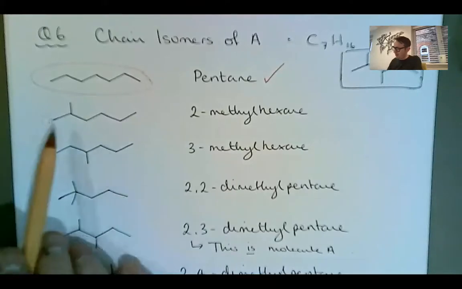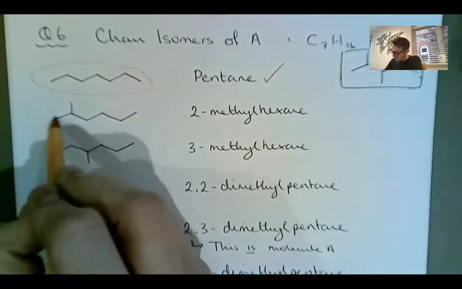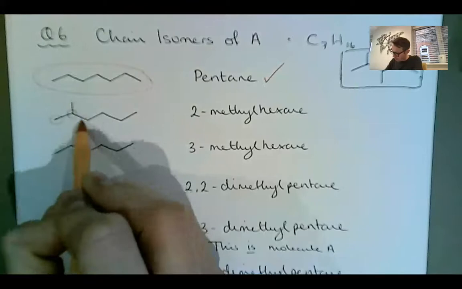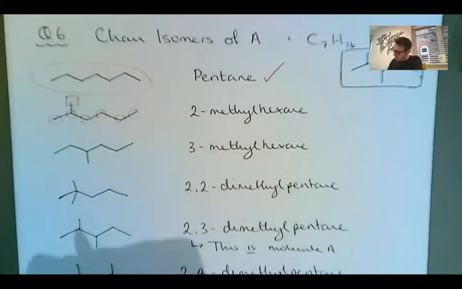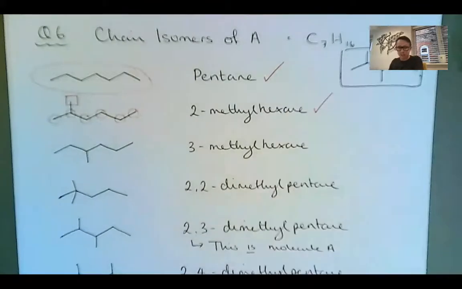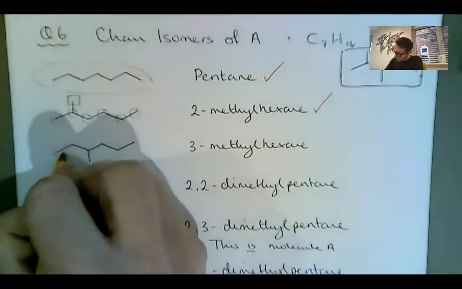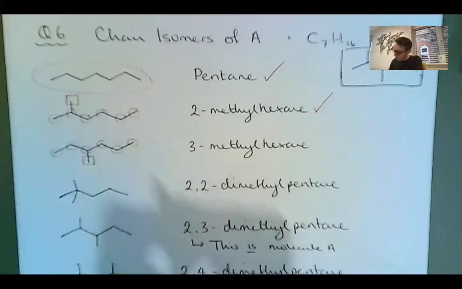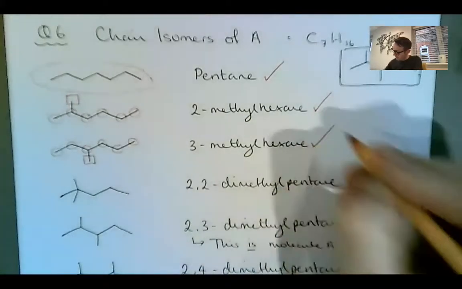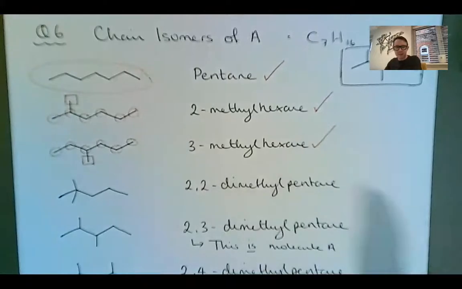So now let's go to the 6-chain option. So I've got 6 carbons in a row, 1, 2, 3, 4, 5, 6, with a methyl on carbon 2. So that's 2-methylhexane. But I could have a 6-carbon chain with a methyl on 3. So that would be 3-methylhexane. And that now is all the 6-carbon chain options.